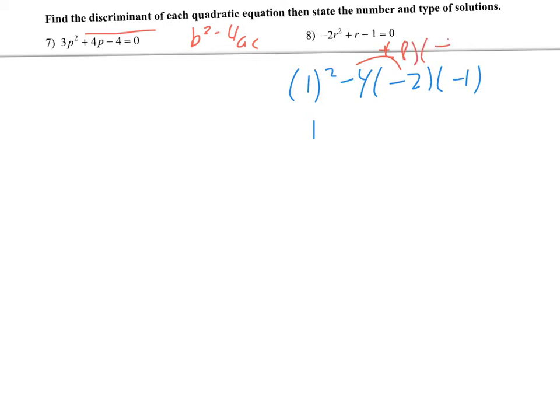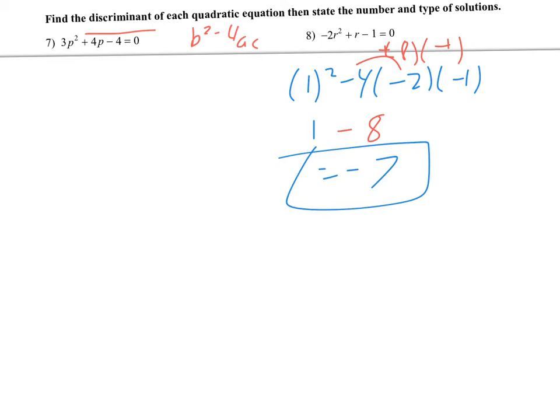All right, this one's just asking us for the discriminant. So that is just the b squared minus 4ac, the inside of the quadratic formula. So that's all I'm going to do here. For number 8, I will do 1 squared minus 4 times negative 2 times negative 1. So that is 1, and then this would be a positive 8 right there. But then when I multiply that by negative 1, it actually turns into negative 8. And so this comes out to negative 7. So that's the discriminant right there.